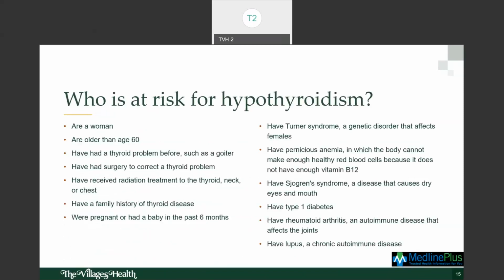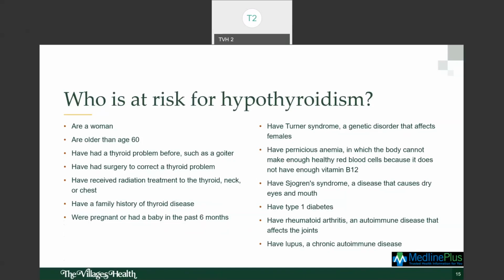Now, there are some people at a higher risk for hypothyroidism. So again, women are at a higher risk, as well as those over the age of 60. If you have ever had a thyroid problem in the past, like a goiter, you're at a higher risk. Also, if you've had any surgery to correct a thyroid condition, if you've received any radiation treatments in the thyroid or neck area, or if you have a family history of any thyroid disease, or were pregnant or had a baby in the past 6 months, you are automatically at a higher risk for getting a diagnosis of hypothyroidism.